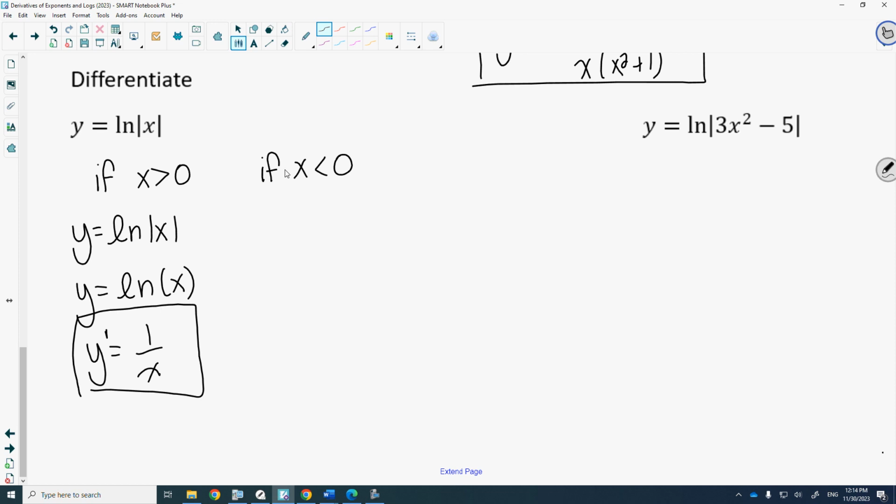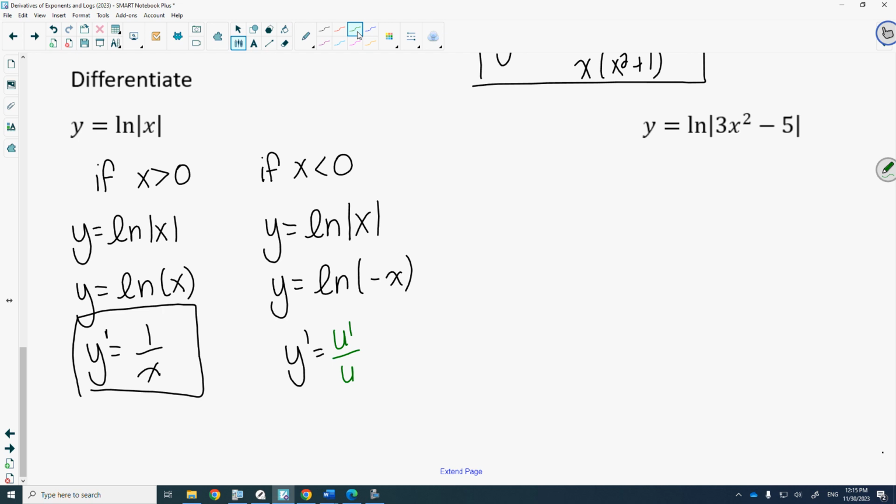If x is less than 0, so if we have y is equal to the natural log of the absolute value of x, remember that if x is less than 0, in order to get rid of the absolute value bracket, we put a negative in front of the function. So that would be y is equal to the natural log of negative x. What's the derivative of negative x? Y prime is going to be equal to u prime over u. That's equal to u prime, the derivative of negative x is negative 1, all over negative x. The two negatives will cancel, which will give me 1 over x.